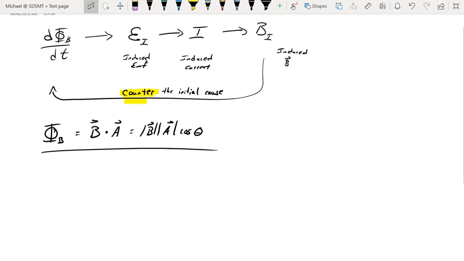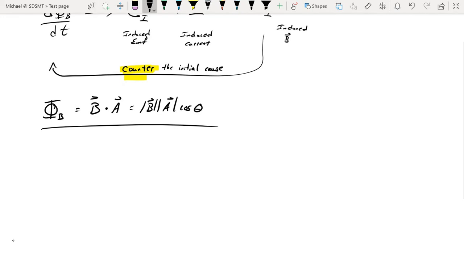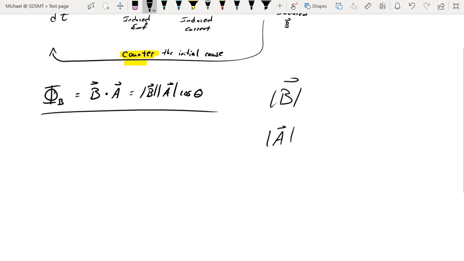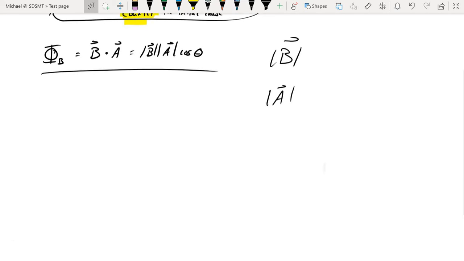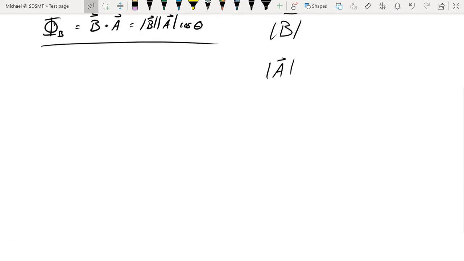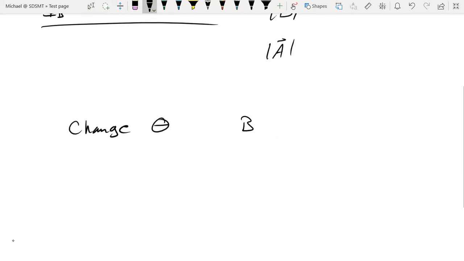So in the last video, we saw the methods in which we changed the magnitude of the magnetic field. And then we saw an example where we changed the cross-sectional area of our circuit or loop or coil, whatever term you want to use for it. And so now we need to see what happens when we change the angle that exists between those two vectors, A and B.